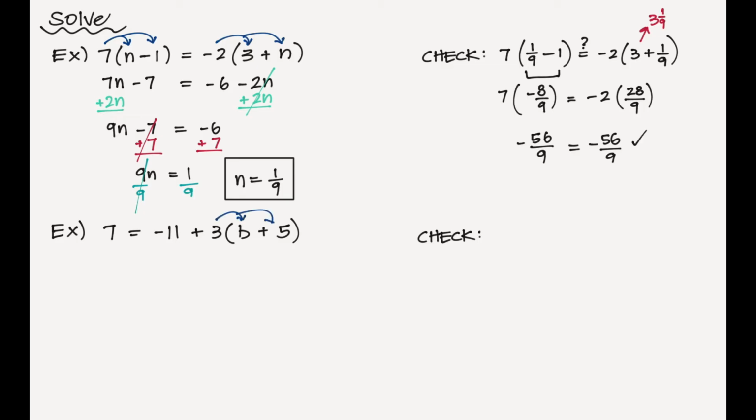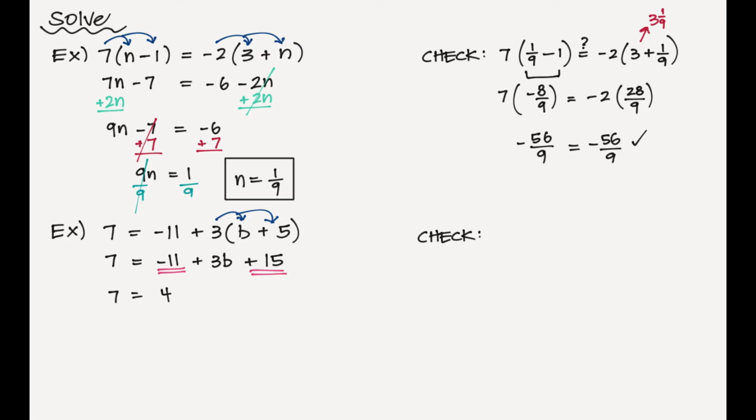All right, let's do this again. Let's get rid of our parentheses. So I have 7 is equal to negative 11 plus 3b plus 15. Now, if you notice, I have two lonely numbers on the same side, so let's just put them together.